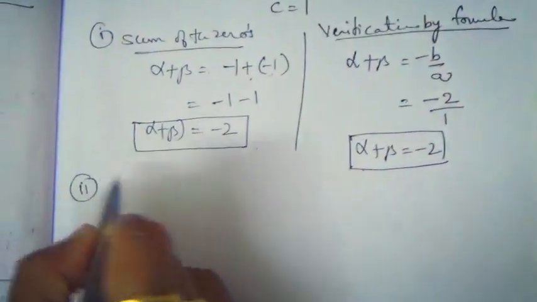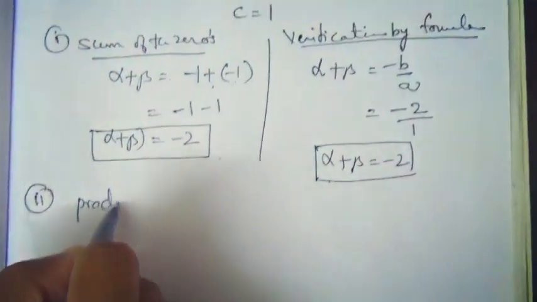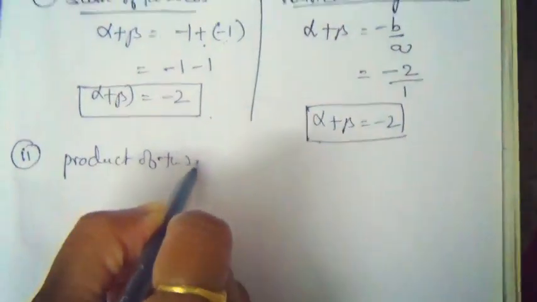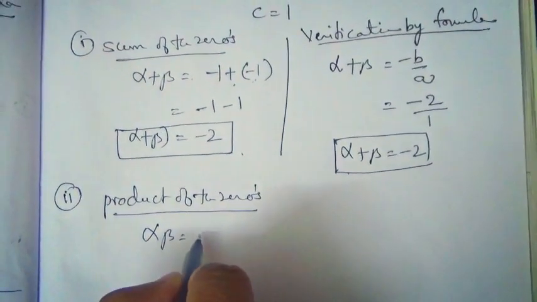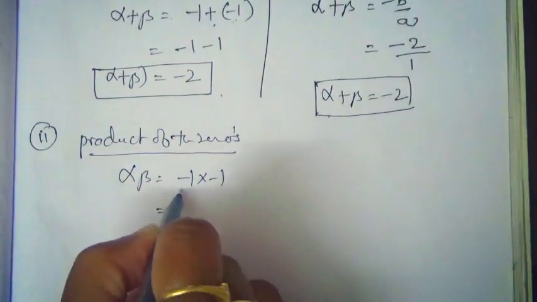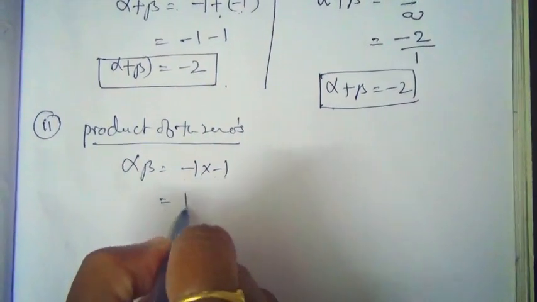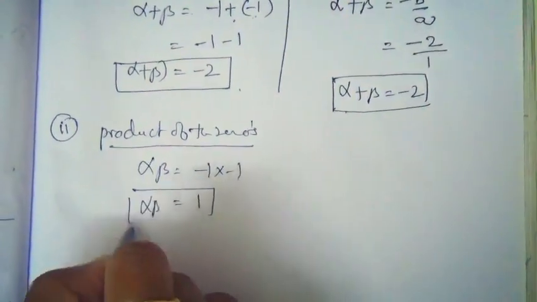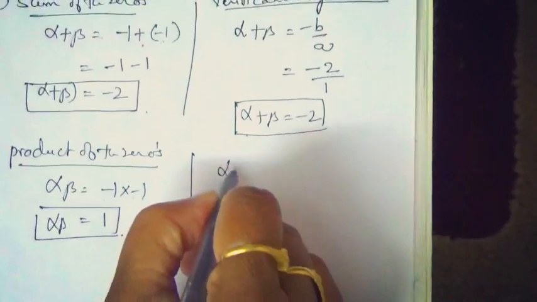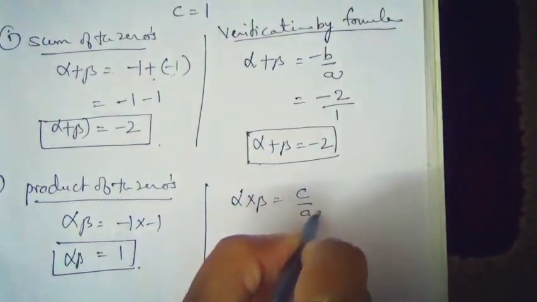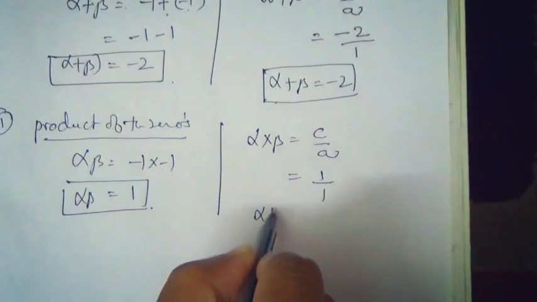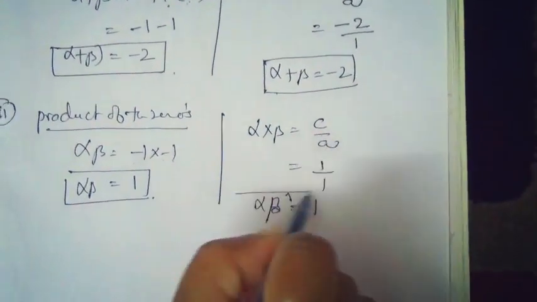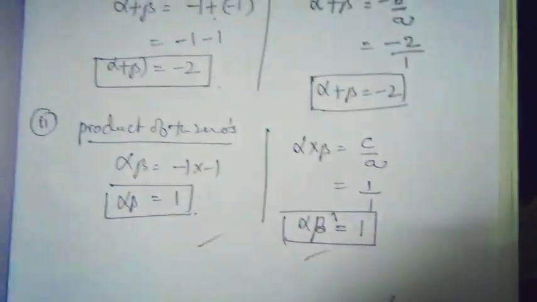So the second one is the product of the zeros. Alpha into beta is equal to minus 1 into minus 1, that is equal to minus of minus, plus 1. 1 into 1 is 1. So alpha into beta is equal to 1. By the verification, alpha into beta is equal to c by a. So what is the c value? 1 by 1. Alpha into beta is equal to 1. That's it. These two answers are the same. Here we finished this.